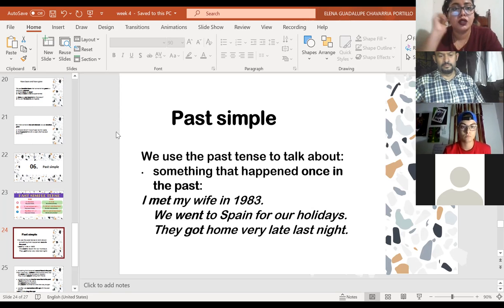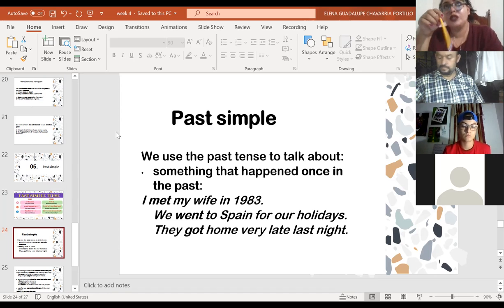¿Cuándo vamos a utilizar nosotros el pasado simple, verdad? Lo vamos a utilizar cuando hablamos de algo que pasó una vez en el pasado. Conocí a mi esposa en 1983. Fuimos a España para nuestras vacaciones. Ellos llegaron a casa muy tarde la noche anterior.